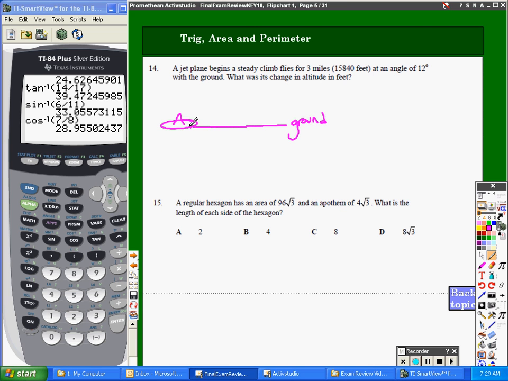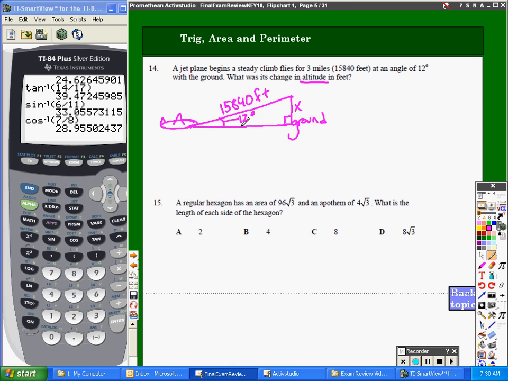And our plane is going to take off and steadily incline for 3 miles, which is 15,840 feet. And basically, this angle, this plane with the ground, I know you love my plane, makes a 12-degree angle with the ground. And the very last thing that we want to know is what's its change in altitude? Altitude in a plane, just like altitude in a triangle, is that perpendicular, that right side. So that's our x. That's what we're looking for.